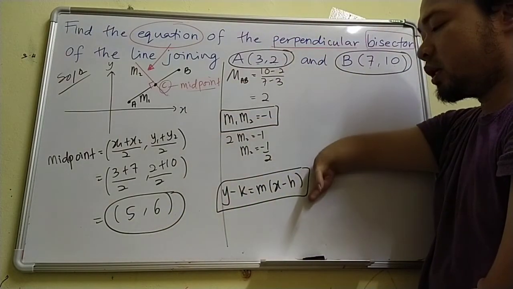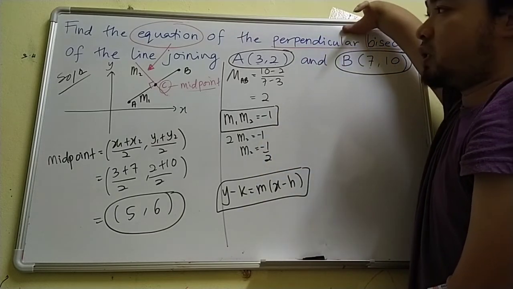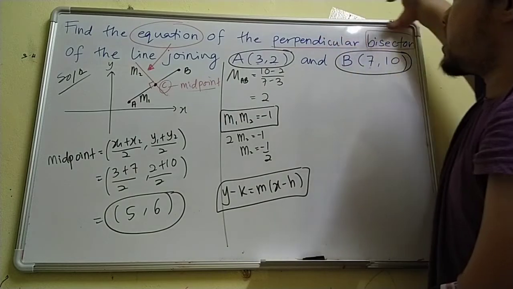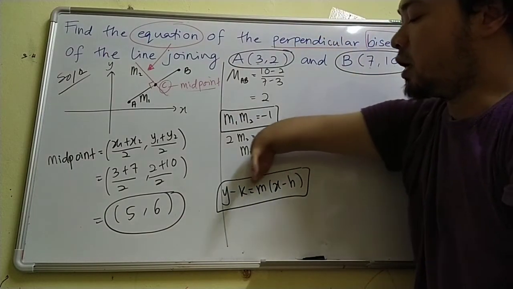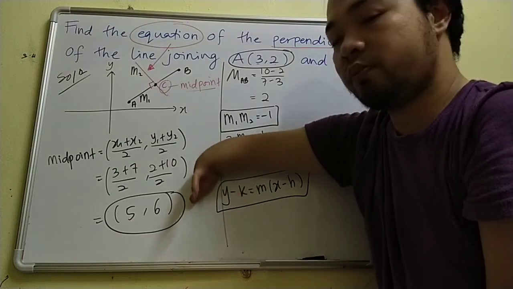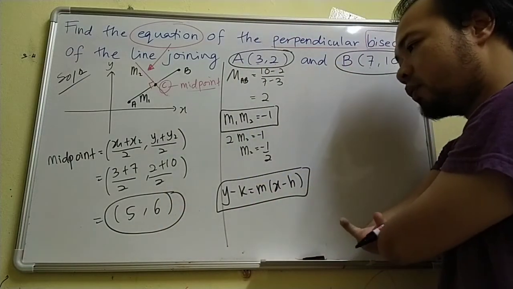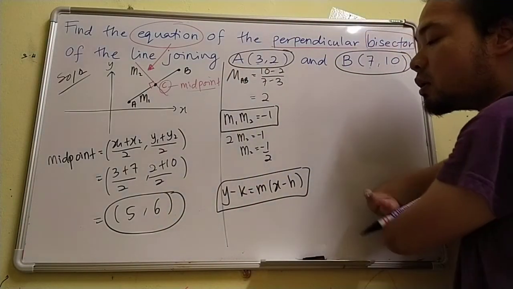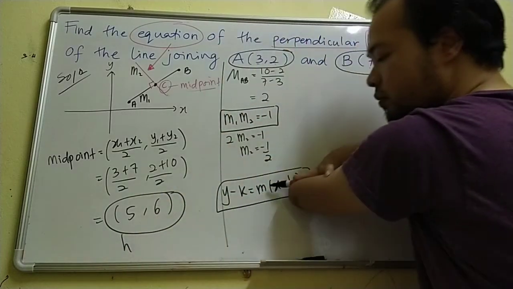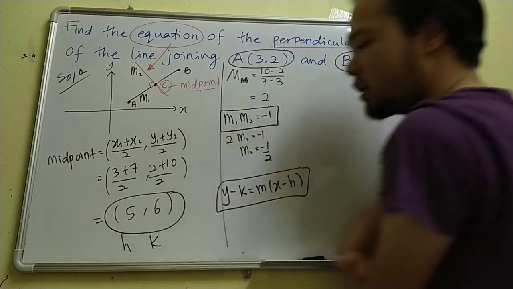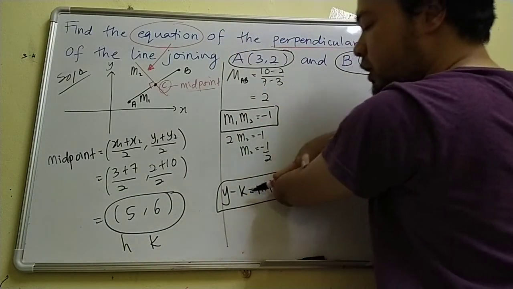No. For this case, we must make sure we follow what the question said. The question said we are looking for the equation of the perpendicular bisector. They mention bisector here. So h and k represent the coordinate of the midpoint. How do we know which one is h and which one is k? A, B, C, D, E, F, G, H come first, so h followed by k. So h is 5, k is 6. So substitute inside here.